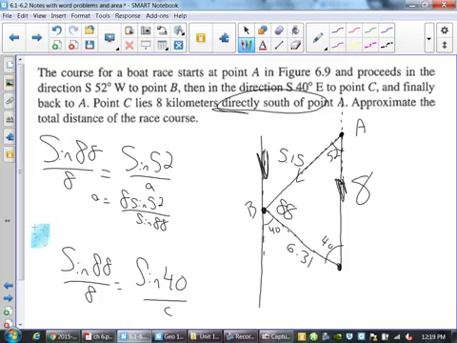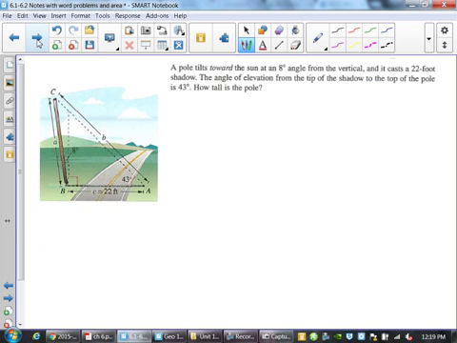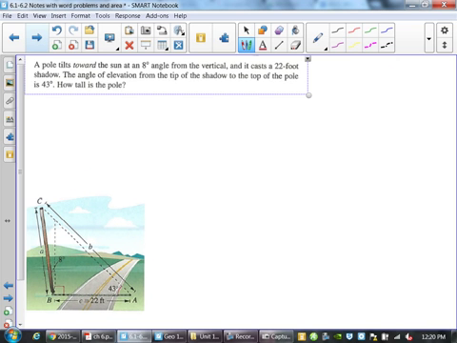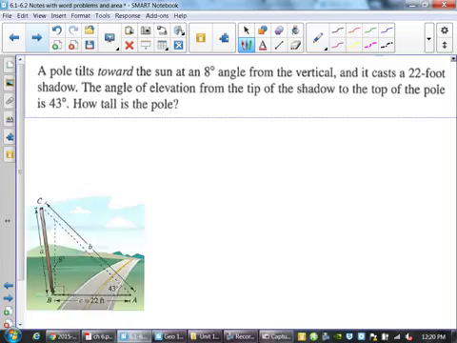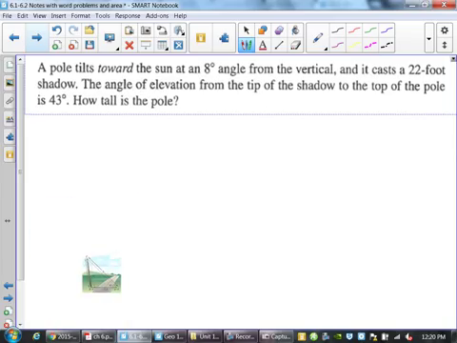The weird one of this is when they talk about when you have something leaning off of vertical. A pole tilts toward the sun at an 8-degree angle from the vertical, and it casts a 22-foot shadow. Find the angle of elevation from the tip of the shadow to the top of the pole. Oh, I'm sorry. The angle of elevation from the tip of the shadow to the top of the pole is 43 degrees. How tall is the pole? So what you need to do here is draw a picture, which means you need a sun.